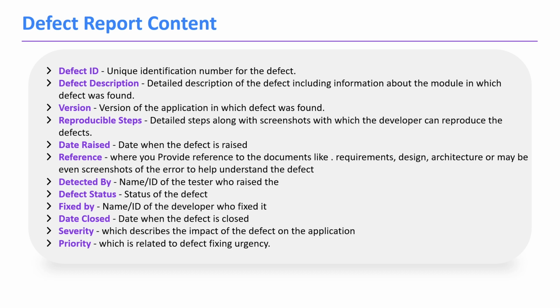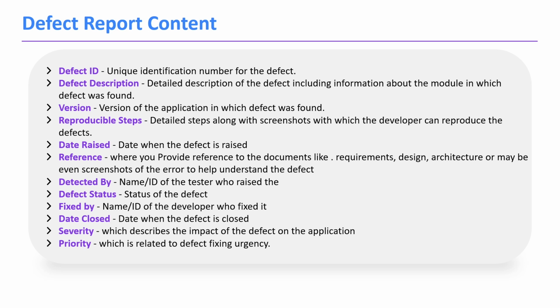Second is the defect description. In the defect description, a detailed description of the defect is given, including information about the modules in which that bug has been found. All the information related to the defect in detail is mentioned in the defect description section. Next is the version. In this section, the version number of the software application in which that particular defect has been found is mentioned.